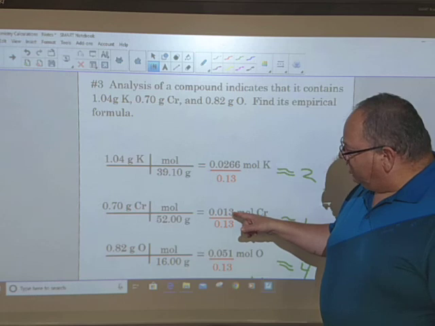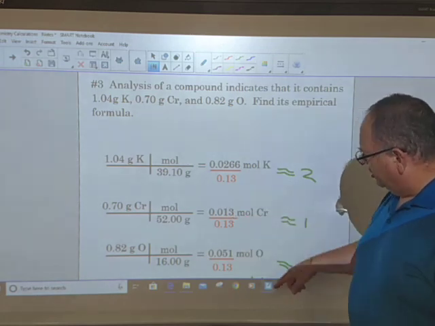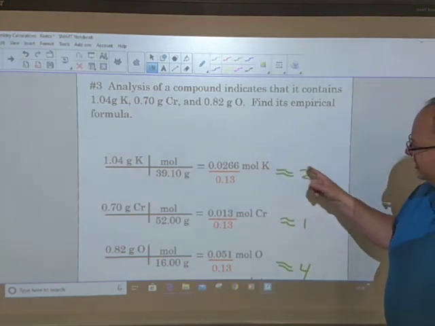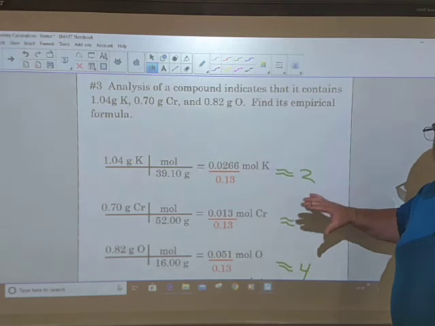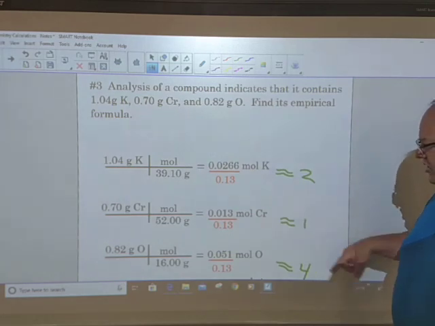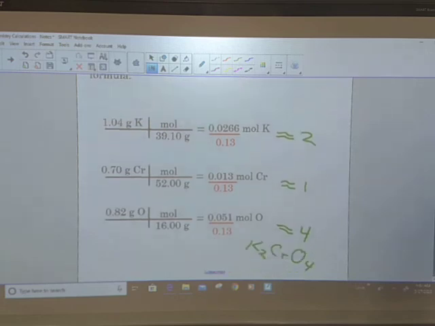The smallest one was the 0.013. So I divided each of those. So that's about 1. And this guy's about 2. And this guy's about 4. And again, they were really, really close. I don't round these off much. But if that's the case, then I know I got K2CrO4. Gee, that'd be potassium chromate.